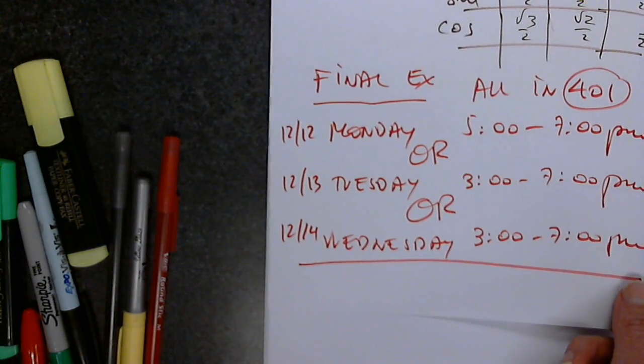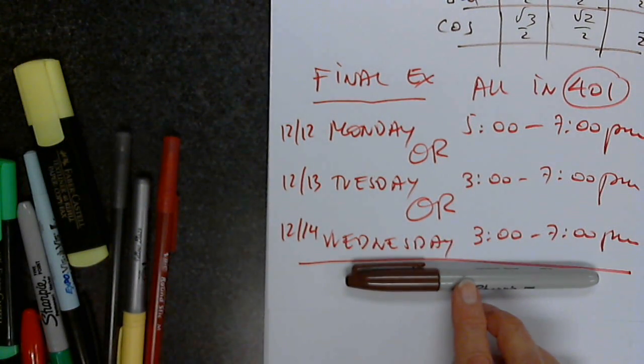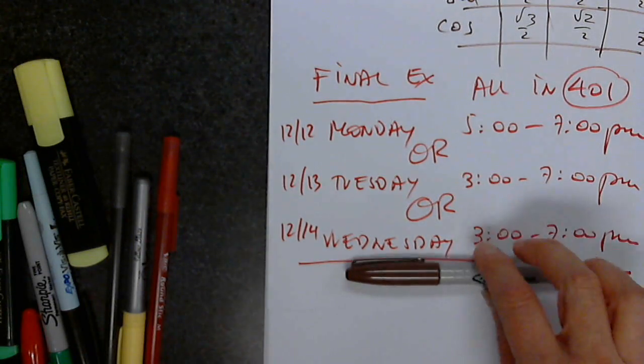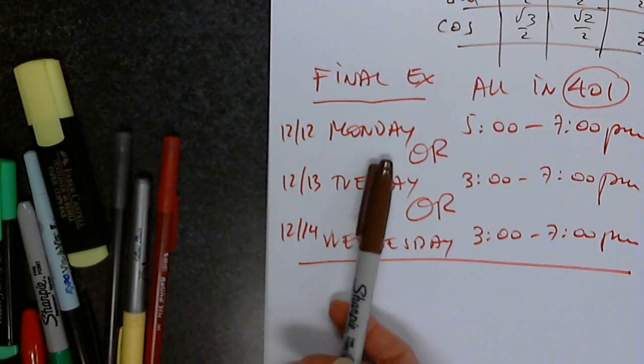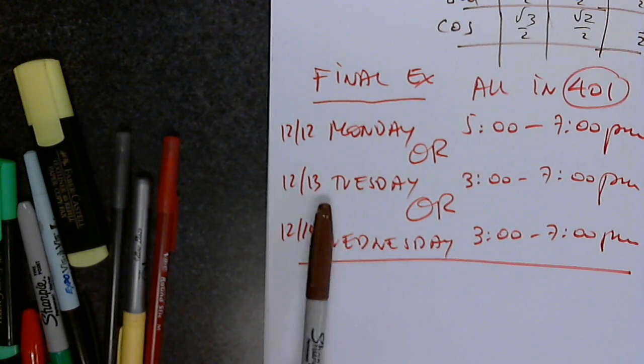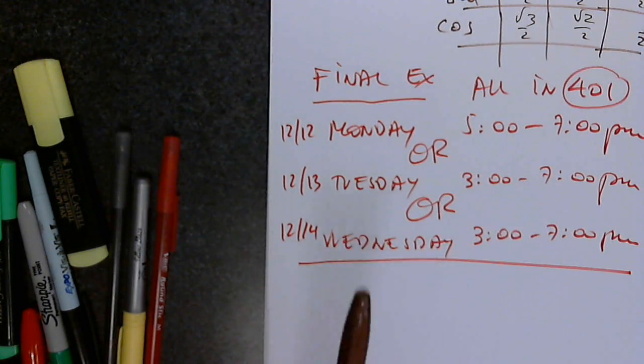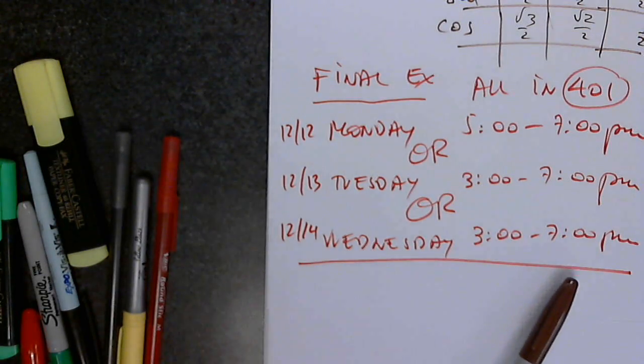Okay, one more time because we just discussed this. So these are the options for the final exam. Beyond Wednesday, the final exam grade is 0. So you must choose one of these options: Monday from 5 to 7, Tuesday from 3 to 7, and Wednesday from 3 to 7.